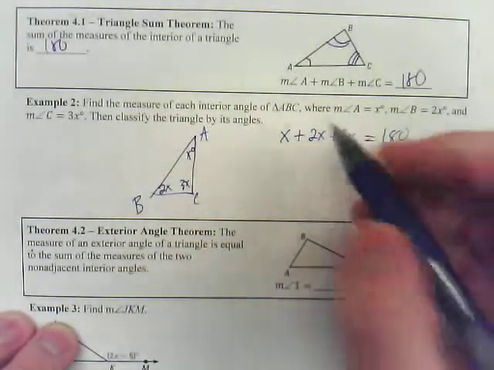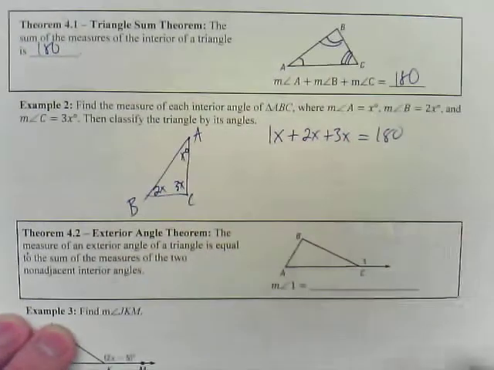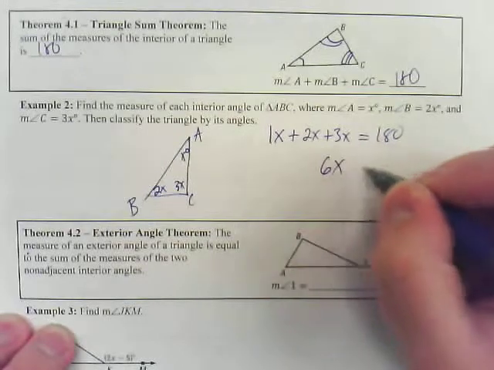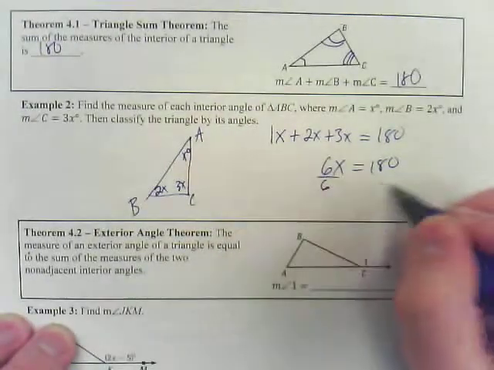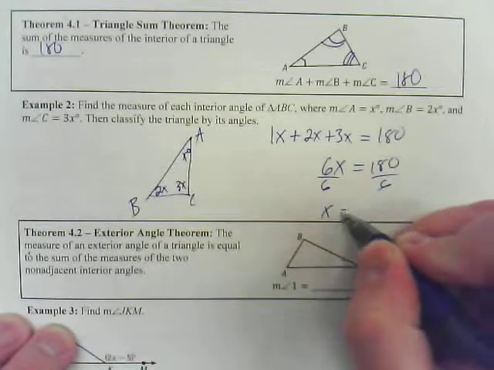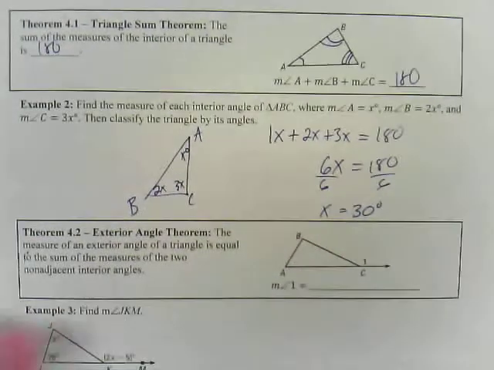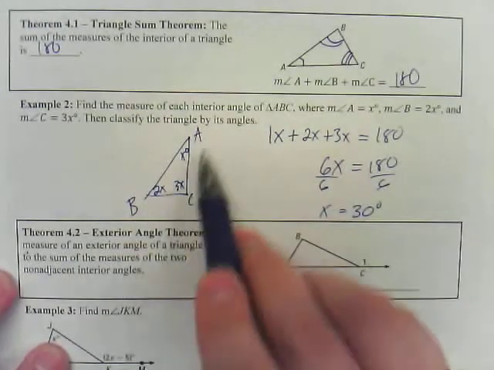Combine like terms. It may help to think of that as a 1x. So combining like terms gives you 6x on the left side. And then we can divide by 6. And that gives 30 for x. Now we're not quite done yet. So what we need to do now is figure out the angle measures.